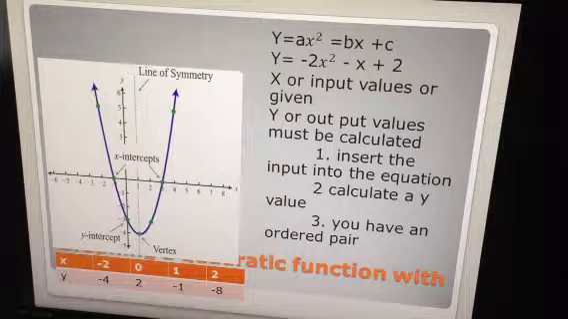So quadratic equations are not very hard. The procedures are the same with both linear equations and exponential equations. You're given input values, you calculate output values, you're given ordered pairs that you must graph.